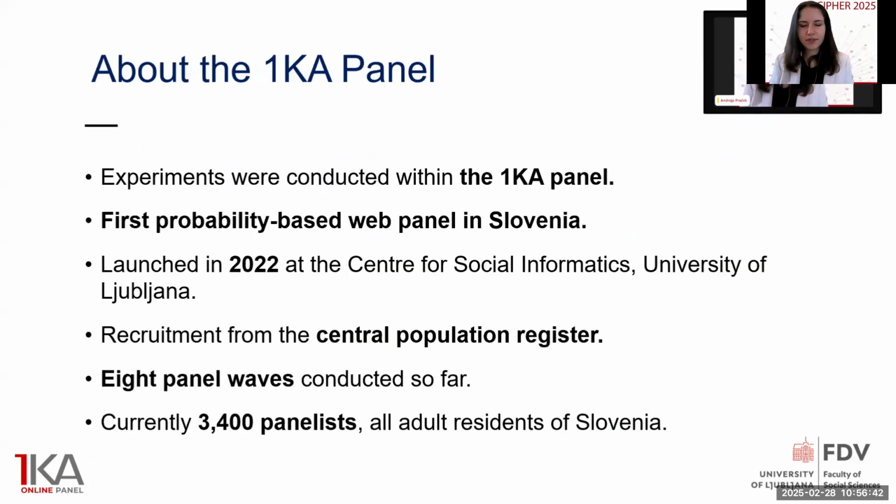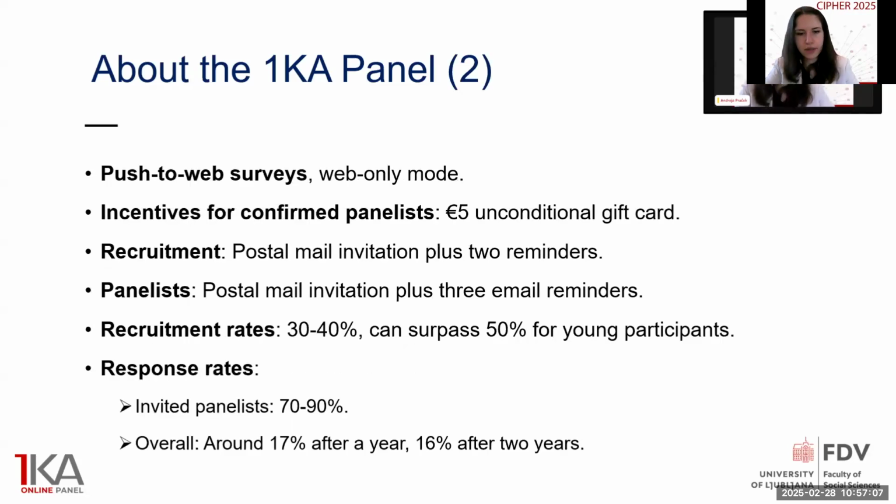So these experiments were conducted within the 1K panel. This is actually the first probability-based web panel in Slovenia after the pilot Kronos panel. It was launched in 2022 at the Center for Social Informatics at the University of Ljubljana and currently has around 3,400 panelists. So next slide. It's a web-only panel where confirmed panelists receive an unconditional €5 gift card.